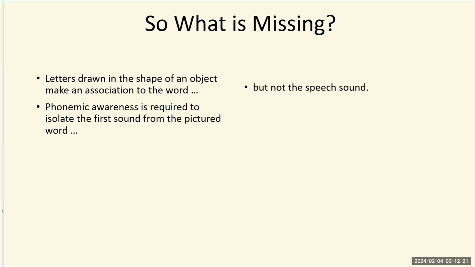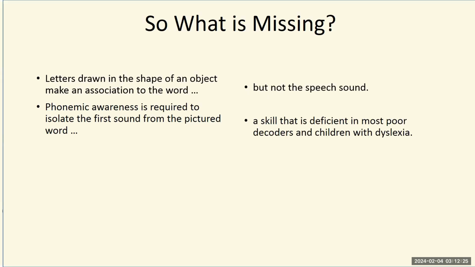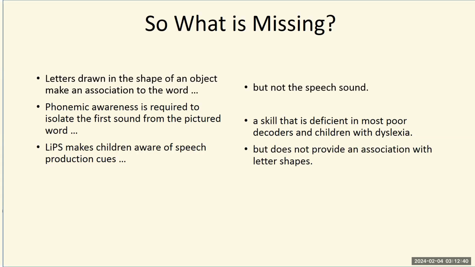Phonemic awareness is required to isolate the first sound from the pictured word, a skill that is deficient in most poor decoders and children with dyslexia, so they don't really benefit from the traditional alphabet. LIPS makes children aware of speech production cues that may help with the phonemic awareness issues, but it does not provide an association with letter shapes.